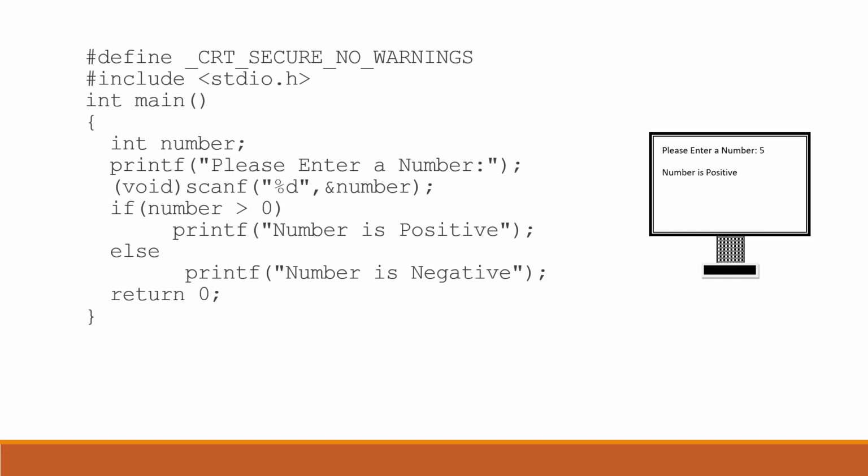If number is greater than 0, it prints number is positive. Otherwise, it assumes that number is less than or equal to 0, and prints number is negative. The return 0 statement indicates that the program has executed successfully and is terminating.